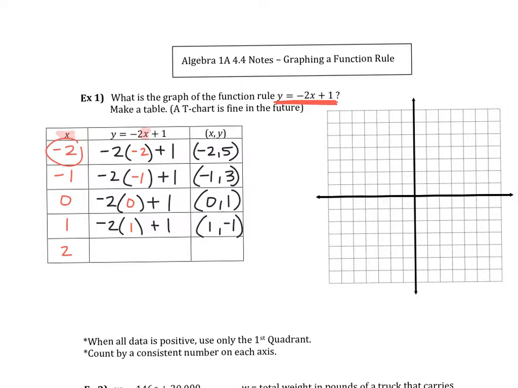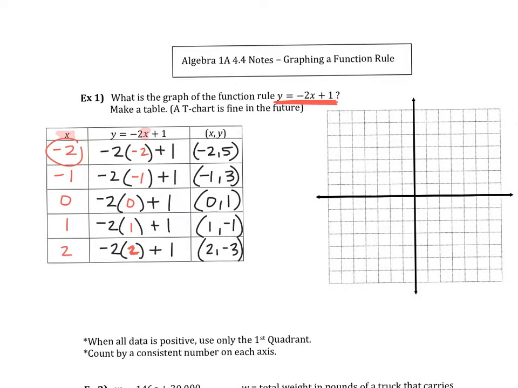All right, last one. -2 times 2. Oops, I didn't switch colors, sorry. Plus 1. So -2 times 2 is -4, right? -4 plus 1 is -3. Okay? So we are going to graph that using these points.